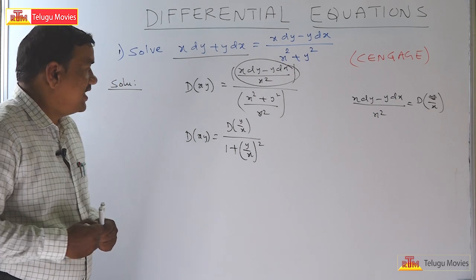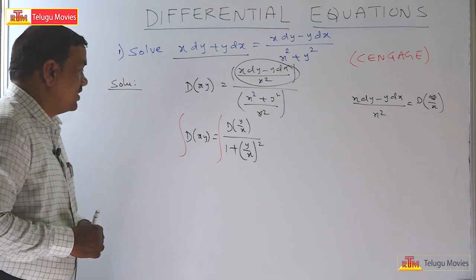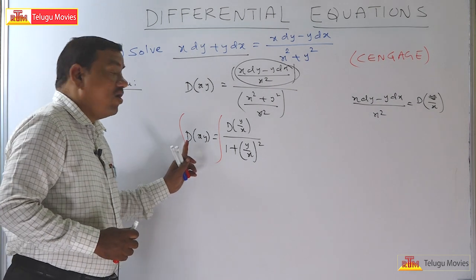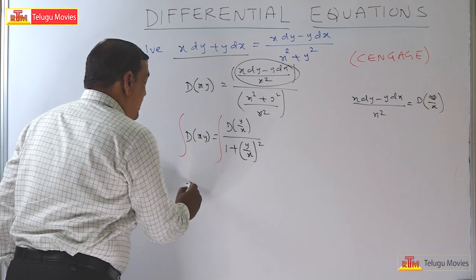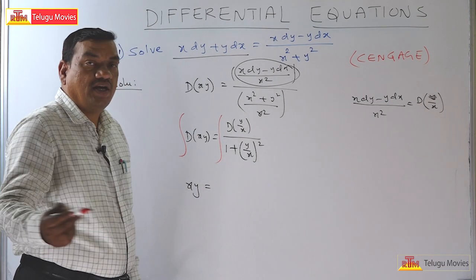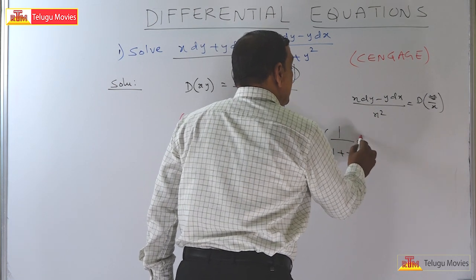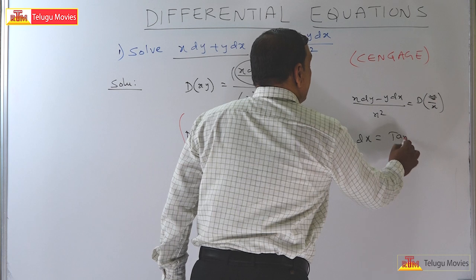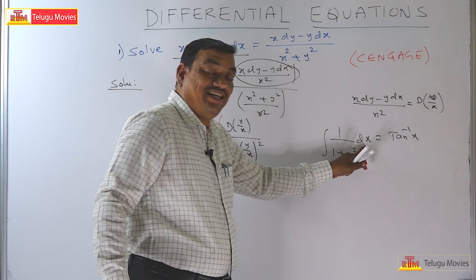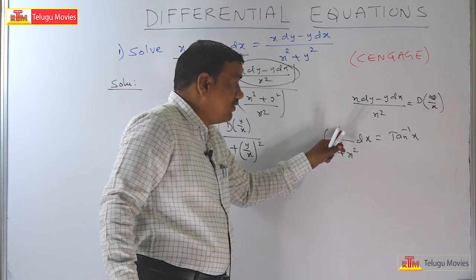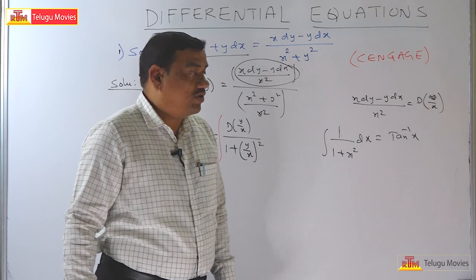So this is almost the required format. Then we can take the integrals on both sides. Here the integral of the derivative of xy is already known, so both will get cancelled. Now, coming to here, what is the integral of 1 by 1 plus x square dx? This is tan inverse of x, since you are integrating with respect to x.